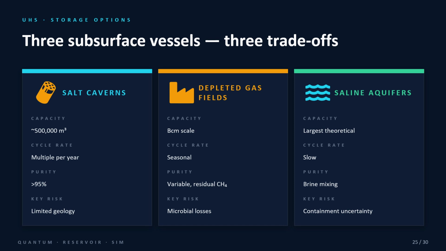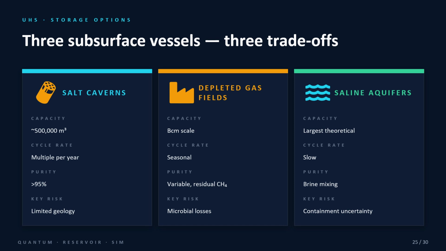They are already used for gas storage, but they are limited to areas with suitable salt geology. The second option is depleted gas fields. These have known geological structures, existing data, and sometimes existing infrastructure. They can offer large storage capacity, but hydrogen may mix with residual methane or other gases.